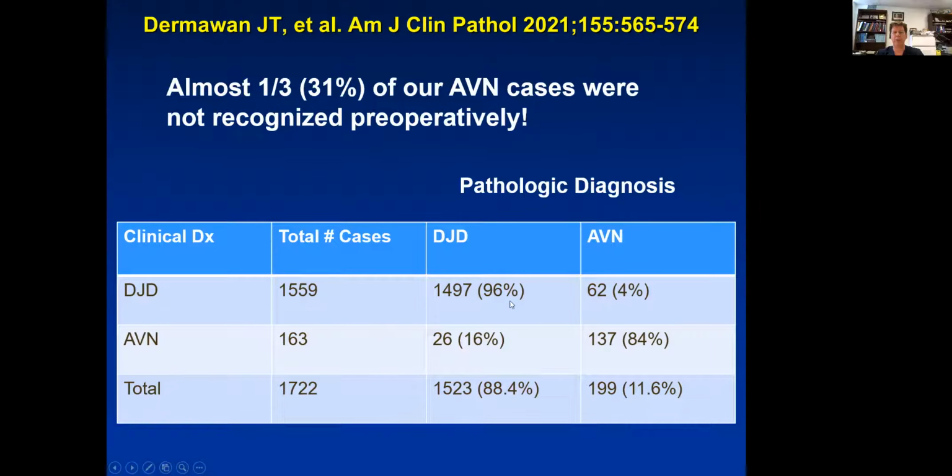Of those 1,559 cases of DJD, 4% turned out to be AVN. Of the 163 cases that were preoperatively thought to be AVN, 26 turned out to be DJD. So if we look at our totals over here, about 11% of the histologically confirmed diagnosis on these cases were actually AVN. 62 of those were not recognized preoperatively. So almost a third of our AVN cases were not recognized preoperatively.